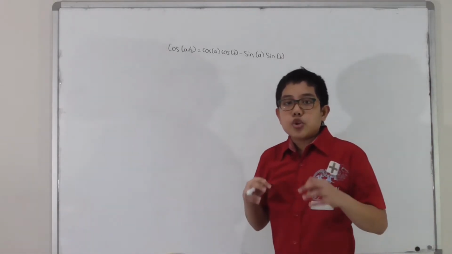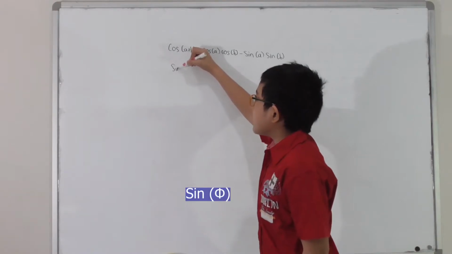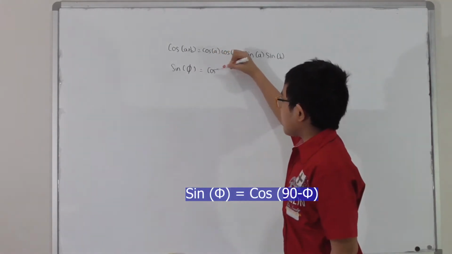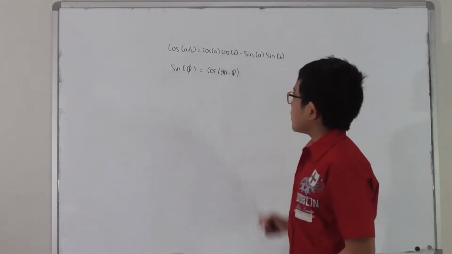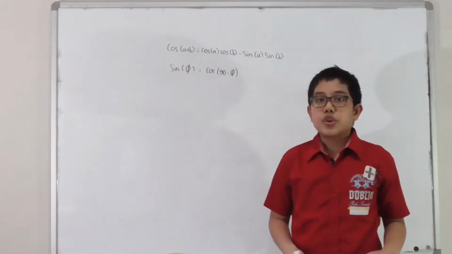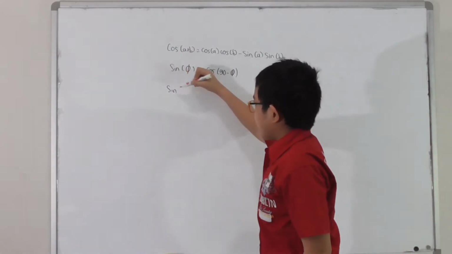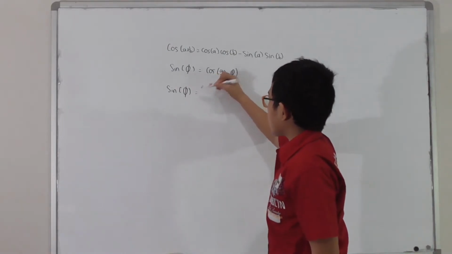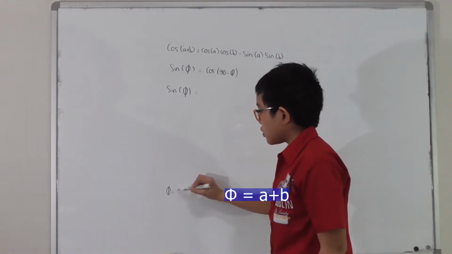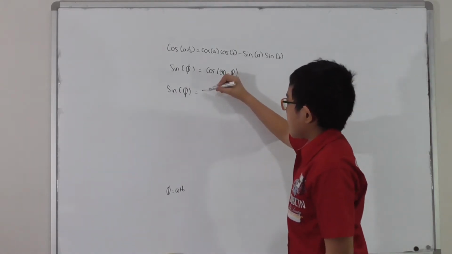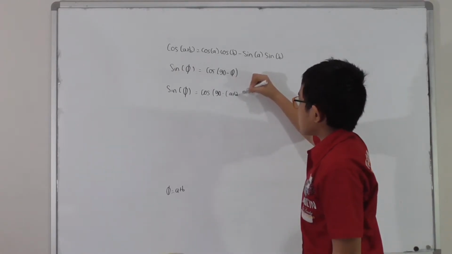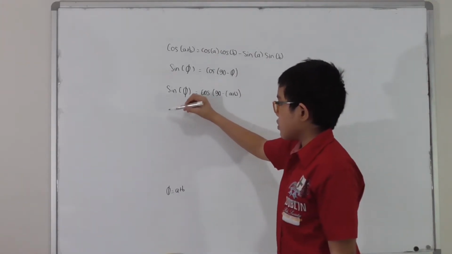And then we can always recall that we know sine of phi, for any angle phi, is going to be cosine of 90 minus that angle. So then, let's substitute it for cosine of a plus b. So then, we're going to get that sine of our angle, let's denote it as phi, is going to be cosine of 90 minus phi. But what if phi is a plus b? So what if our phi is equal to a plus b? Then we can write this as equal to cosine of 90 minus a plus b. And so sine of phi is going to be sine of a plus b.